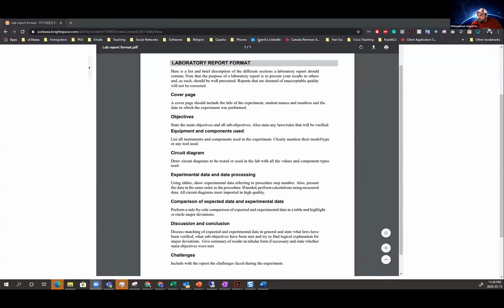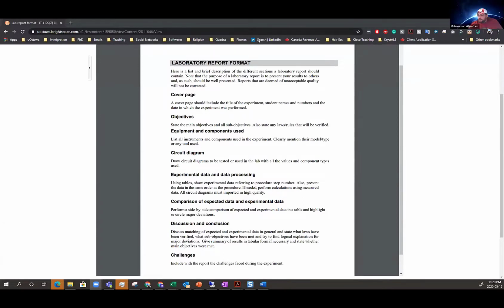From lab 1, you will understand what I mean by a truth table, how to analyze it, how to get the theoretical answer of any Boolean function, and whether it matches what you have in the simulation, and then you will follow that format properly.